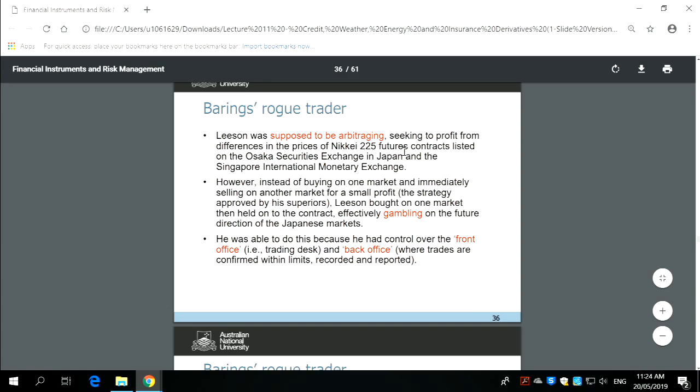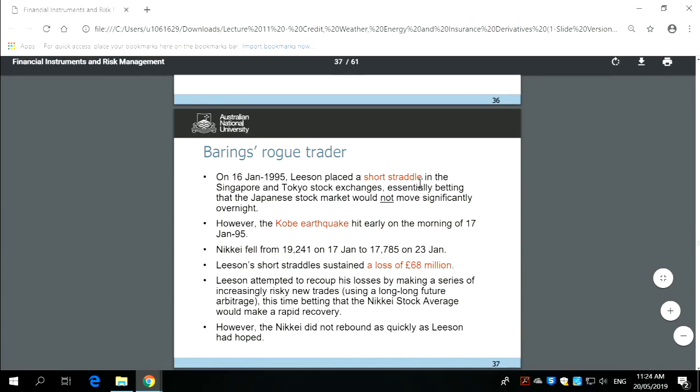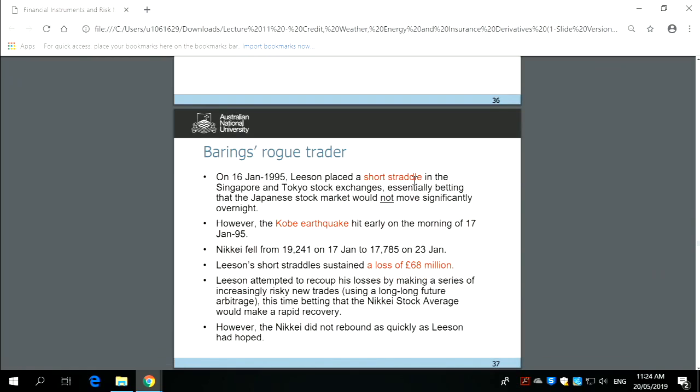In mid-January 1995, Nick Leeson set up a short straddle. Okay, so remember, a short straddle needs stability in the Japanese stock market. He was betting that the Japanese market would not move much during that period. But unfortunately for Nick Leeson, there was an earthquake in Japan. And he didn't see that coming, okay? The huge, famous Kobe earthquake. You can still see video online. The buildings were falling down. And that huge earthquake had a massive impact on the Japanese stock market.